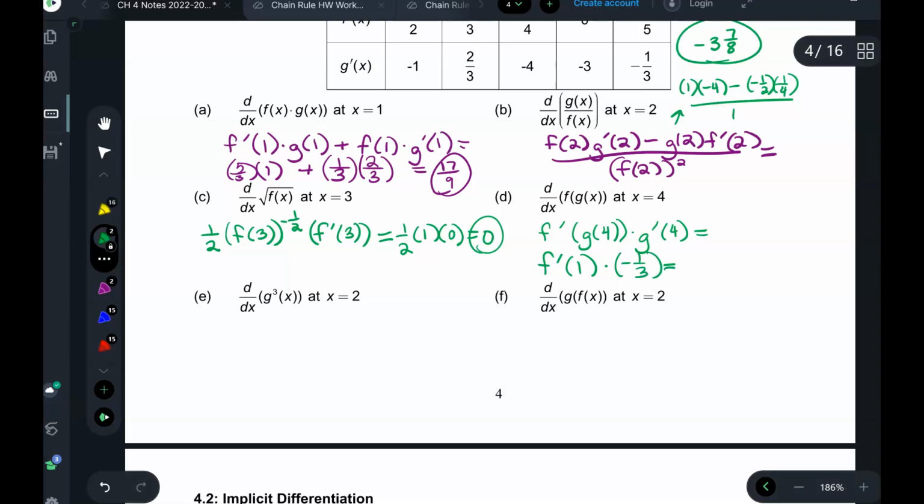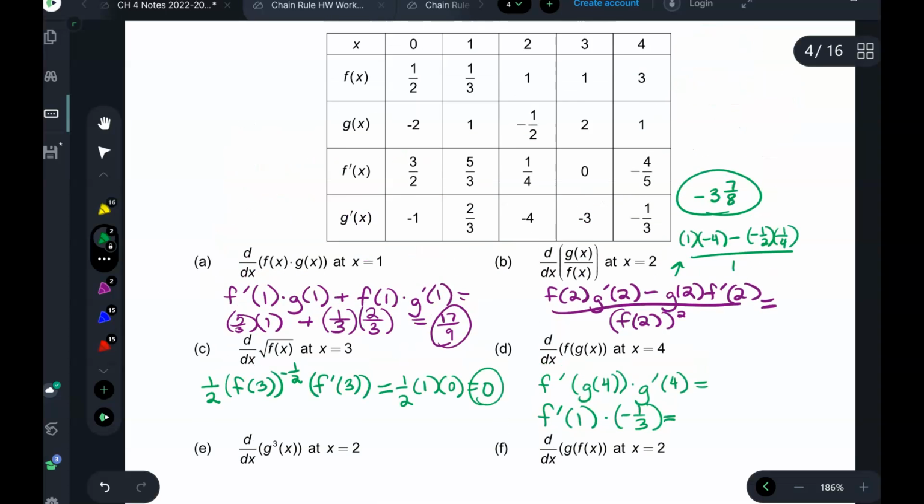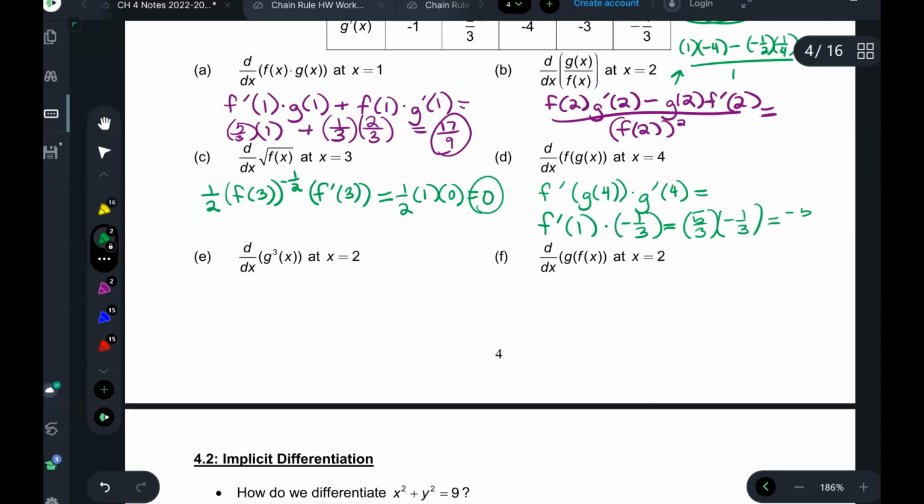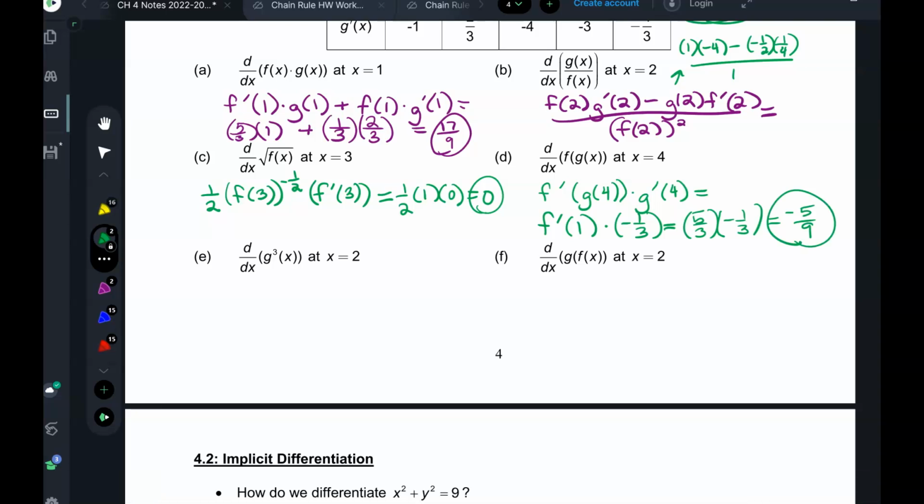Now, because this was a composition of functions, I had to work from the inside out with this first part. So g of 4 was 1, but then what's f prime of 1? 5/3. So I have 5/3 times negative 1/3 to make it negative 5/9. Are we okay with that?